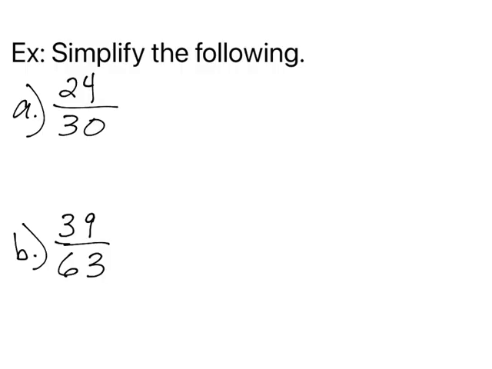So let's look at some of these. We have 24 over 30. Couple of things. Sometimes it might take you more than one step, and that's fine. But if I look at 24 and 30, I recognize that both of these numbers are divisible by 6. So that is a common factor shared by both of these. So 24 divided by 6 is 4, and 30 divided by 6 is 5. That is what we're looking for.